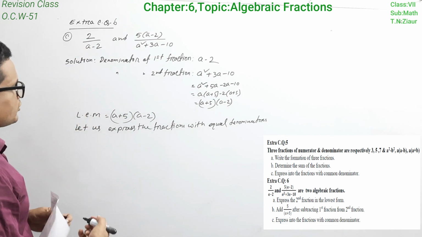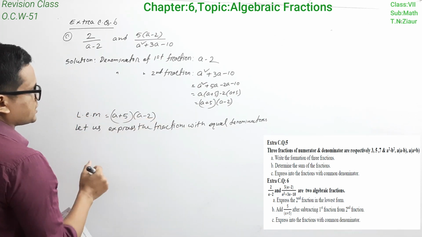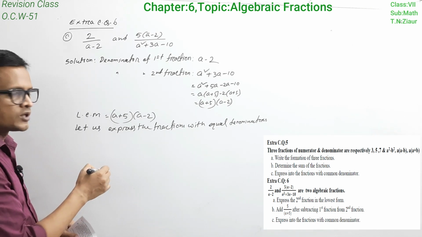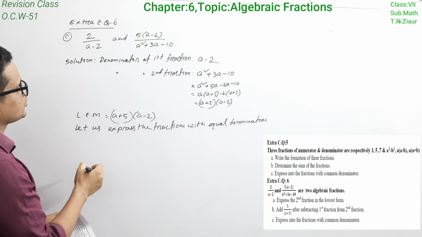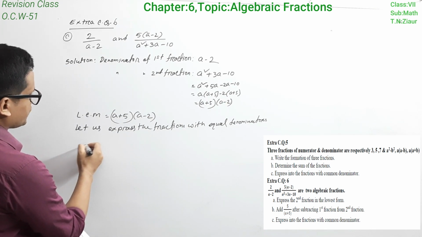Okay, so now let us express the fractions with equal denominators. So this LCM will be the same in both fractions. Now what will you do? First you have to write the LCM, then divide by the denominator of the first fraction, whatever you get as the quotient, then multiply by the numerator and denominator.